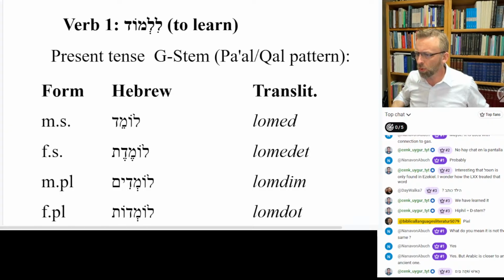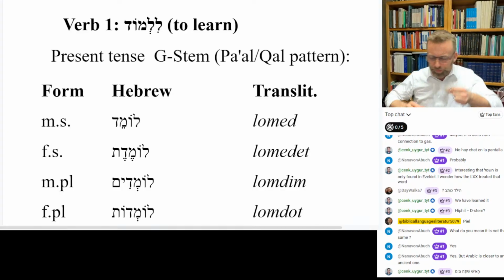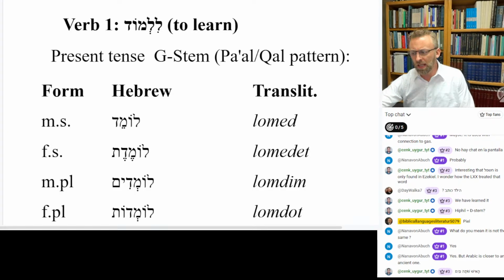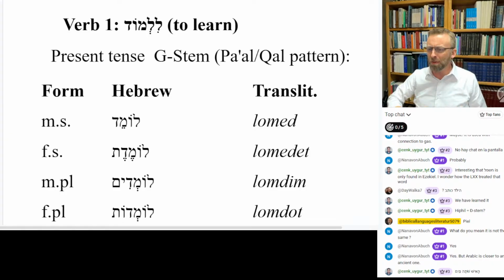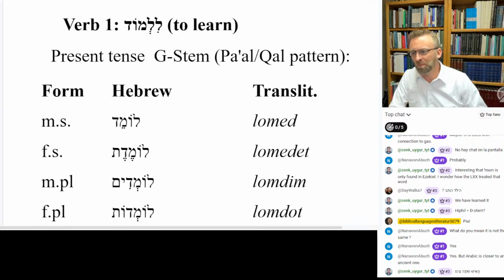Yes, but Arabic is closer to an ancient. Yeah, Arabic preserves. It's very interesting. Even though Arabic is a much later language than Hebrew, Hebrew was around long before Arabic. Arabic, interestingly enough, preserves a lot of the most ancient features of the Semitic language family. Even though Arabic is a later language, it preserves so many of the features that Hebrew lost from the Semitic language family. So, is what it is, you know?